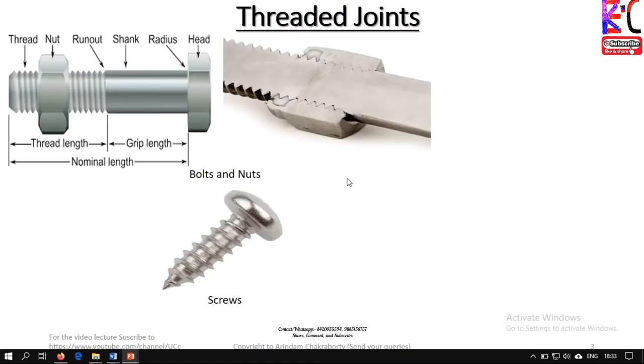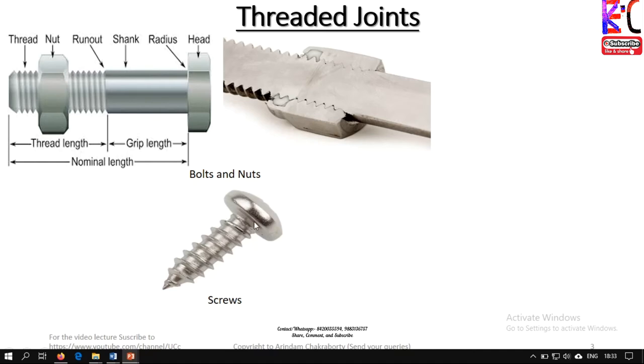Okay, next, what is a threaded joint? Threaded joints can be classified in two terms. One is bolts and nuts, and another one is screws. So what do you mean by thread? Thread is this type of zigzag pattern, which is made to connect two objects, that is bolt and nut. This is the bolt and this is the nut.